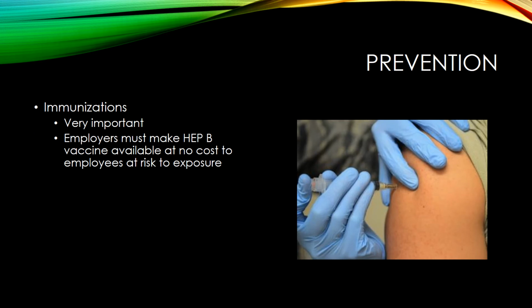Another prevention for specifically hepatitis B is vaccines. This is a 3-shot series. Typically you get one, you wait approximately 2 to 4 weeks to get the second one, and then you wait between the first and the third shot or immunization should be 4 months.